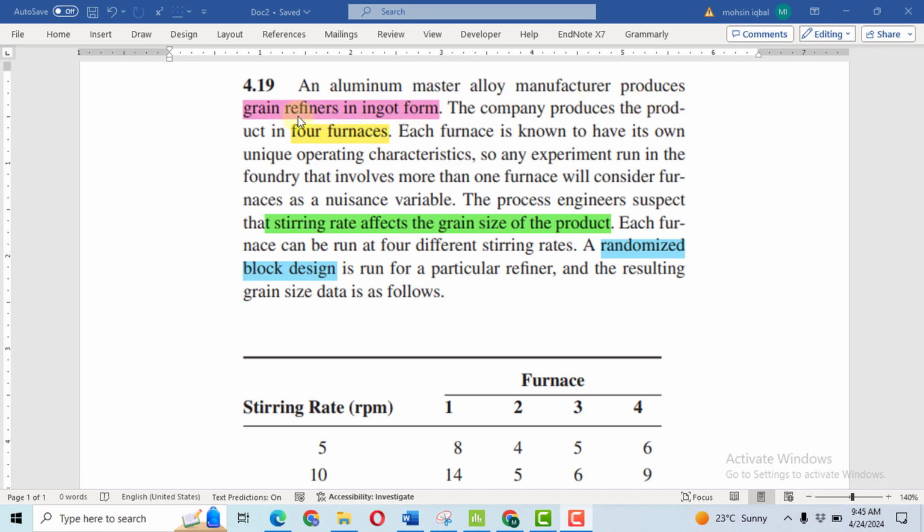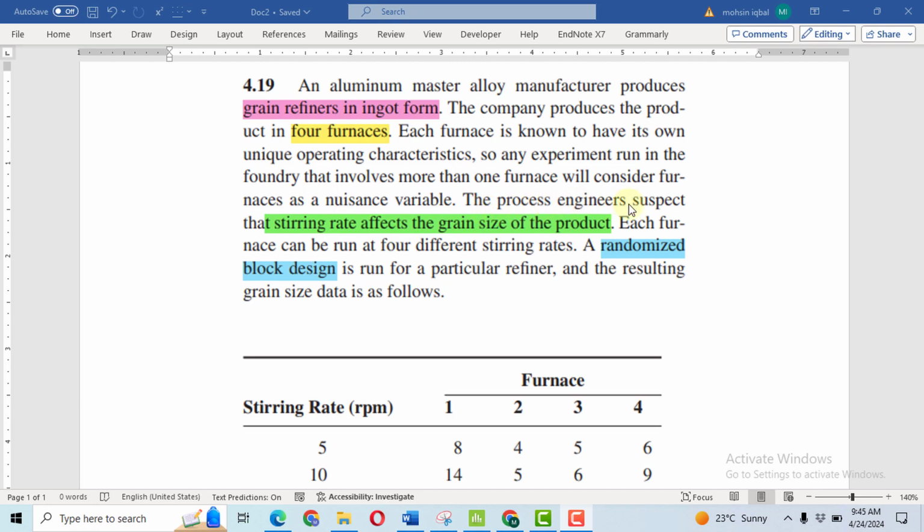An aluminium master alloy manufacturer produces grain refiners in ingot form. So, grain size will be my response variable. The company produces the product in 4 different furnaces. So there may be different effects of the furnaces on the grain size. So the 4 furnaces become my 4 blocks. Each furnace is known to have its own unique operating characteristics. So any experiment run in the foundry that involves more than one furnace will be considered a nuisance factor and we will have to block it.